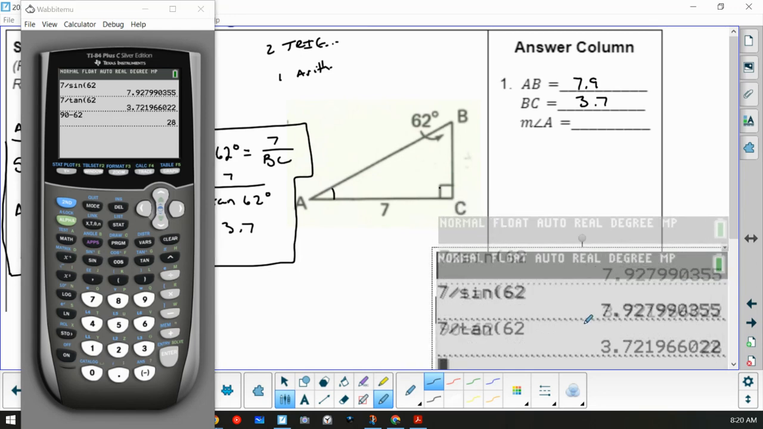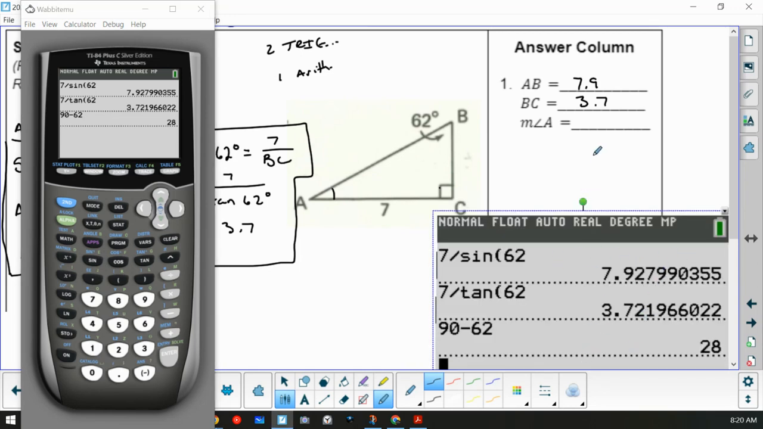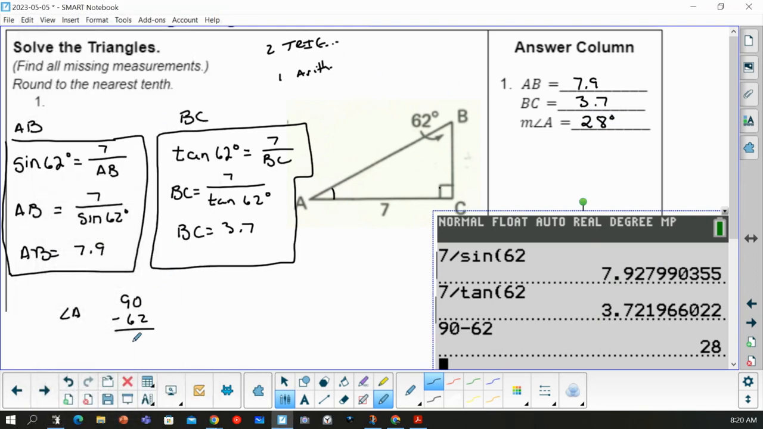So there we have our last one. I'll leave my calculator work here. So there's the 3 calculator things I did. And then that 28 goes right here. So 90 minus 62 is 28. There's our answer for angle A. And that is how you solve a triangle when you're given a side and an angle. It doesn't matter where the side and the angle are, but if you're given one side and one of these other angles, not the right angle, this is the work you're going to do to find the missing parts. 2 trig problems, 1 arithmetic problem.